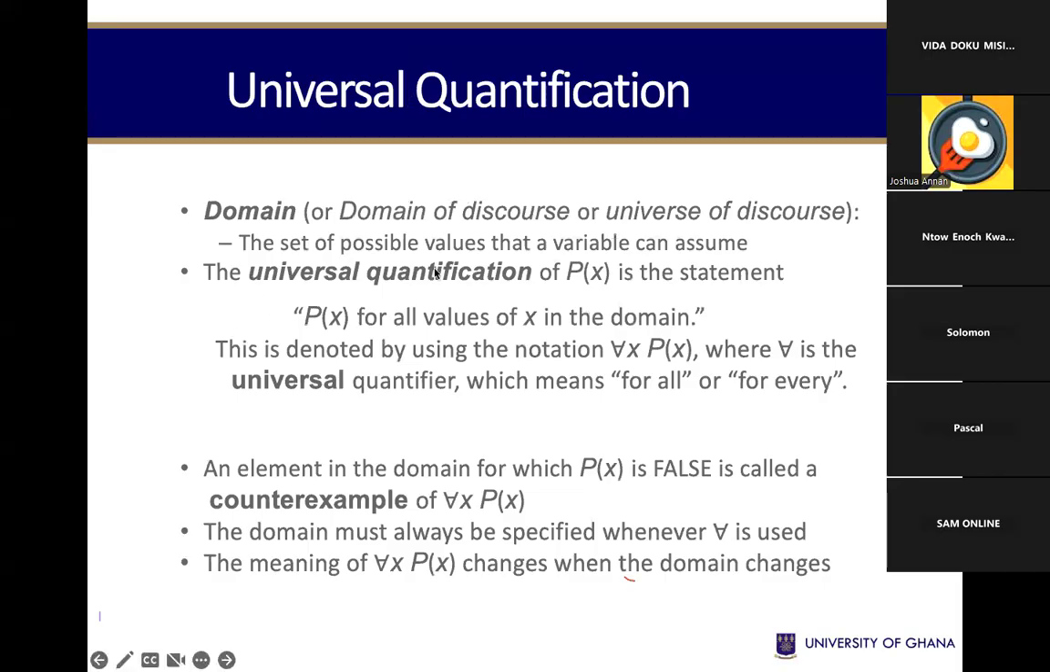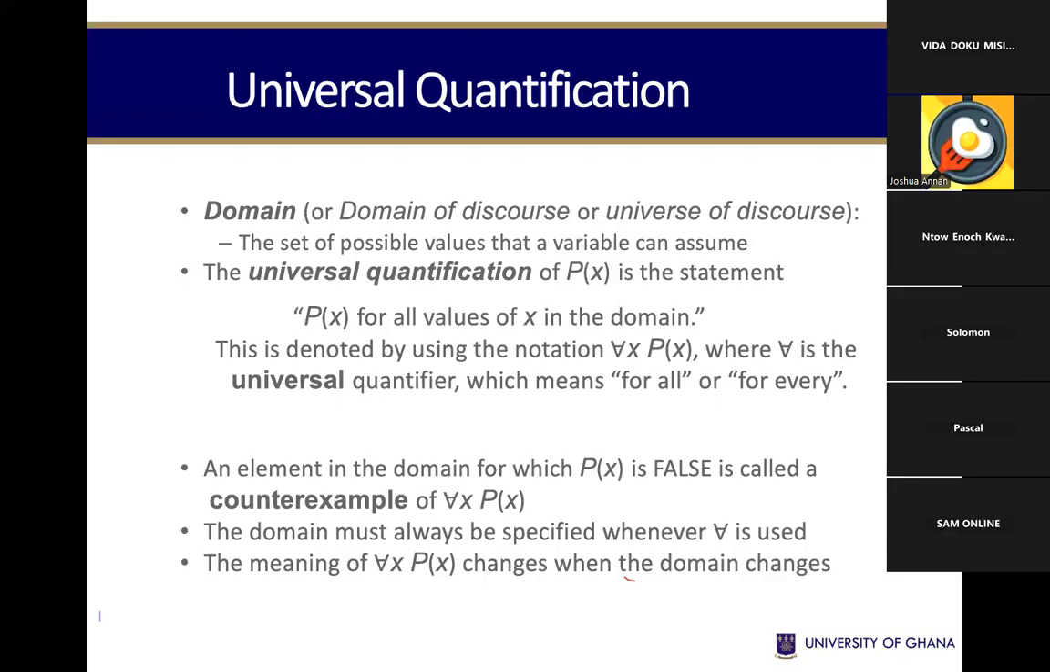So we're going to start with the domain, right? The domain of discourse, or universe of discourse. We can say that the domain basically is a set of possible values that a variable can assume. And that's a very key thing. The set of possible values that a particular variable can assume is what we refer to as what? The domain.